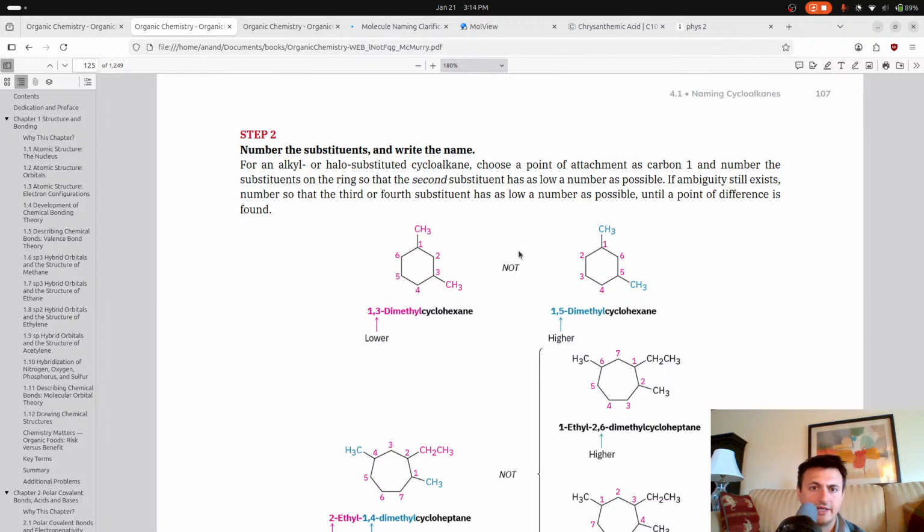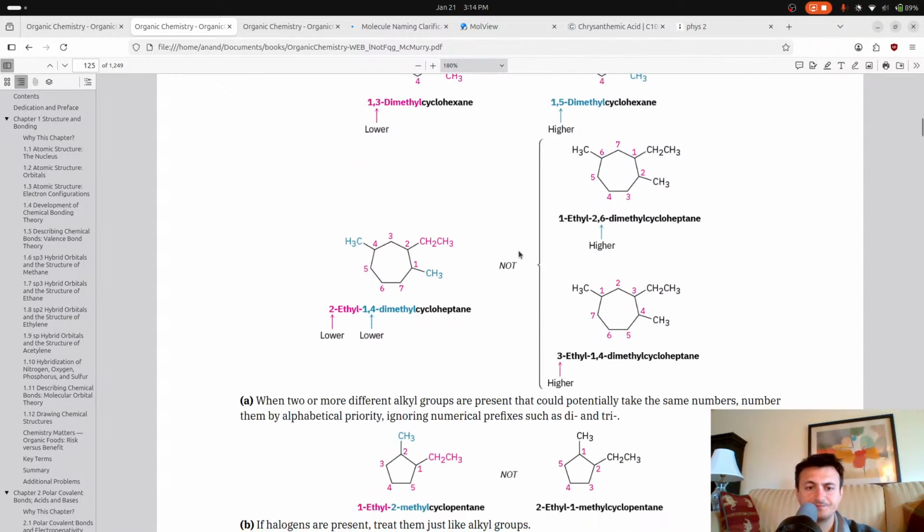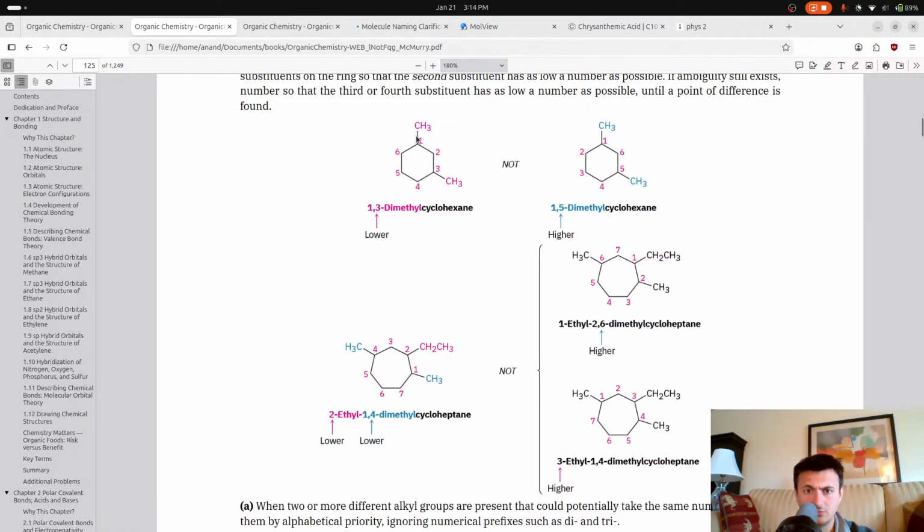For an alkyl or halo substituted cycloalkane, choose a point of attachment as carbon 1 and number the substituents on the ring so that the second substituent has as low a number as possible. If ambiguity still exists, number so that the third or fourth substituent has as low a number as possible until a point of difference is found. So 1, 2, 3, 4, 5, 6, 1,3-dimethylcyclohexane, not 1,5-dimethylcyclohexane.